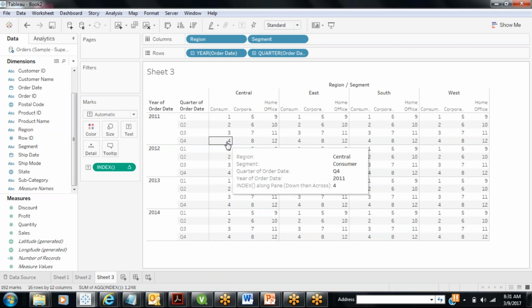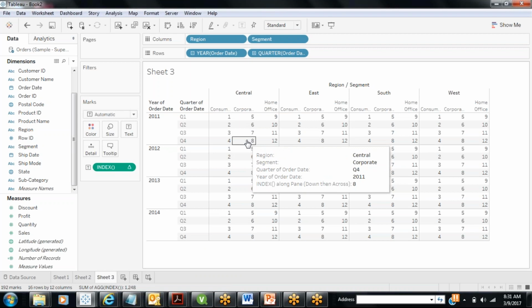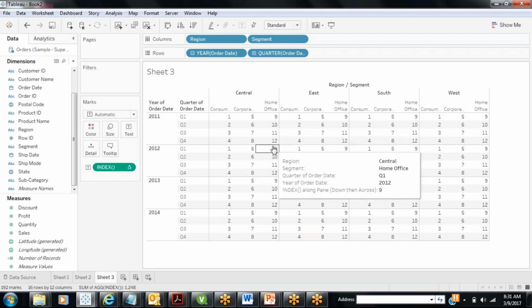So 1, 2, 3, 4. So don't stop here. Again it starts from here. 5, 6, 7, 8. Again it stops here, 9, 10, 11, 12. So this way it goes, right?